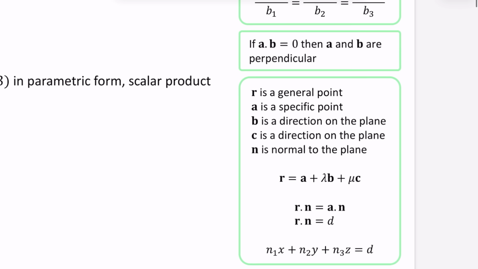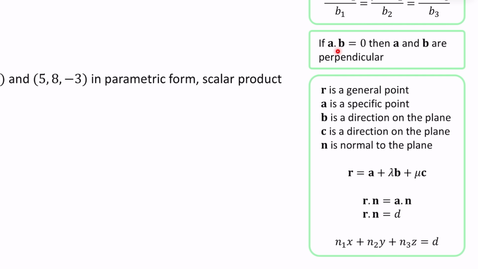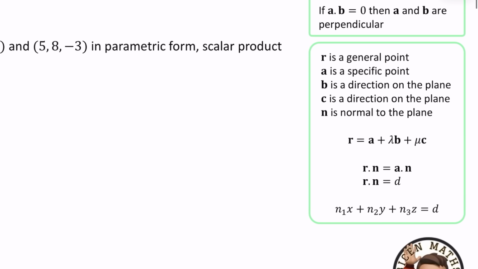So when we do this, we are going to need to use this fact. I've skipped over a lot of things to do with magnitudes of vectors and the definition of the dot product. You're doing Further Maths and you should know this without too much reminder. But I have got this reminder that if a dot b equals 0, then a and b are perpendicular to each other. Also, r is still a general point on the plane. a is a specific point or coordinate on the plane. And b and c are direction vectors that are on the plane or parallel to the plane. And when we get to this version, the scalar dot product form, we use n, which is a normal to the plane, meaning perpendicular to the plane.